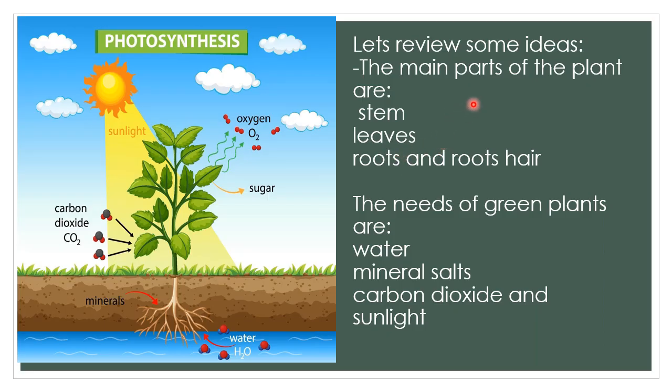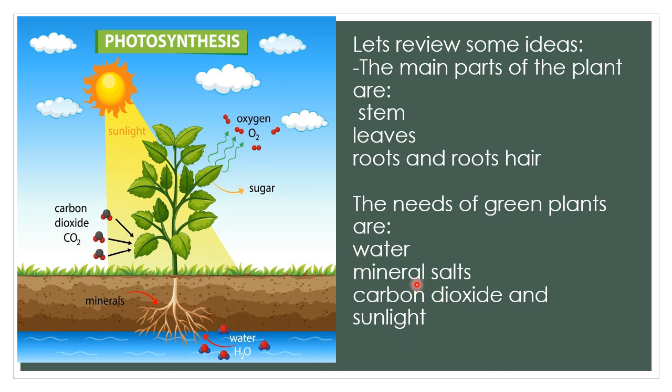Here are some points that were mentioned in the previous video. Let's review them together. The main parts of the plant are stem, leaves, roots, and root hairs. We have the leaves, these are the leaves. The stem, this is the stem, and here we have the roots and root hairs. Okay, the second point, the needs of green plants are water, mineral salts, carbon dioxide, and sunlight.